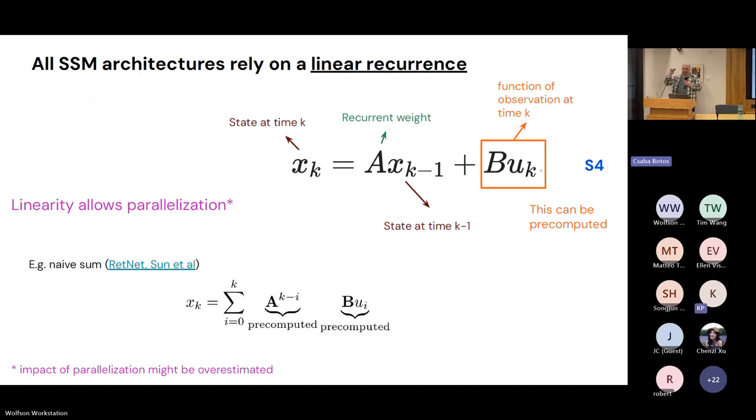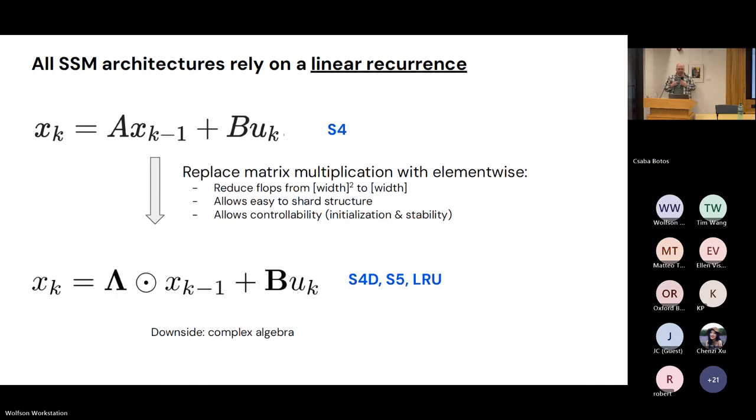So this is how the linear recurrence looks. In general, this was originally introduced as S4. Linearity allows parallelization, though that might be a bit overestimated, and it allows you to control the system to be stable and all of that, because now you have direct access to your Jacobian, to the eigenvalues of the Jacobian of your recurrence. And parallelization can be done in many ways. RWKV has its own way of doing it that was different from the associative scan. And the first step that everyone did is we moved the dense matrix to a diagonal one.